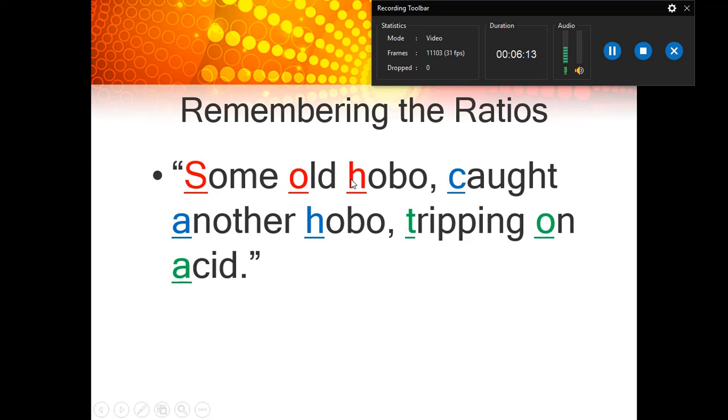So the phrase some old hobo, the S, O, and H represents the ratio of sine, and it's the opposite side to the hypotenuse. Opposite side is always the numerator, hypotenuse is always the denominator. The next part, caught another hobo, represents the cosine ratio, C, and the comparison is the adjacent to the hypotenuse. The last part, tripping on acid, is the tangent ratio, and it's always opposite side over adjacent. So if you can remember this phrase, you'll have the setup for sine, cosine, and tangent.